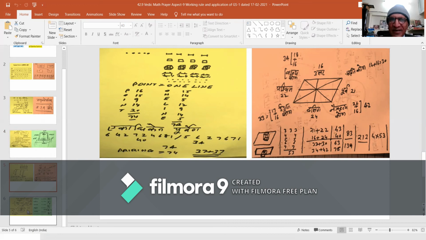And see, Ekadhikena Purvena, our correspondence between the letters and the numbers takes us to value 74, precisely point, precisely line, and it is precisely pairing. It is precisely English. The word English, the word pairing, the word point, the word one line, and the TCV values of the formulation Ekadhikena Purvena.